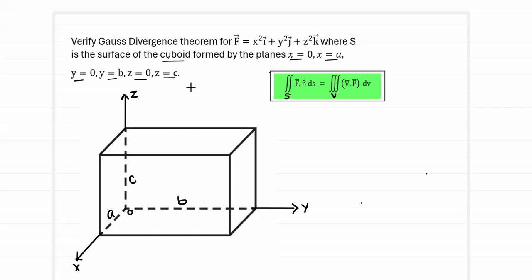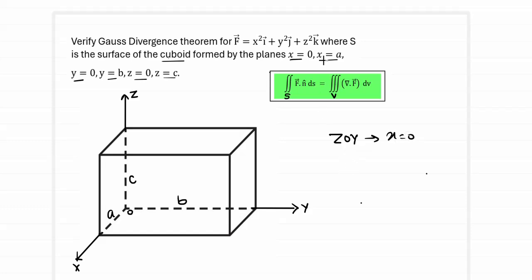What is a cuboid? A cuboid is a 6-sided surface. So, when I imagine it in the 3-dimensional axis, what they have said is x equal to 0. Which is my x equal to 0? My ZOY plane will be called x equal to 0.